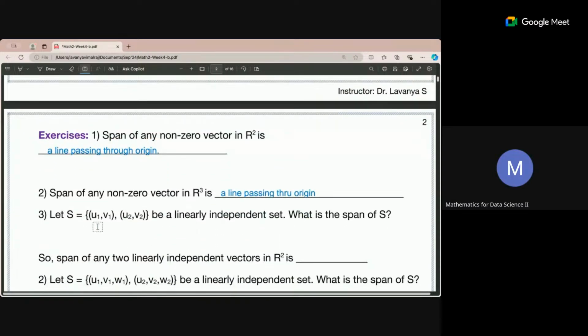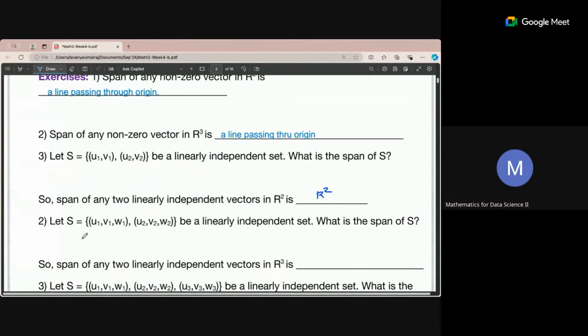If you have two vectors in R2 that are linearly independent, what is the span of S? What is the basis of that vector space? The entire R2. Yes, it is the entire R2 itself. So it is the entire space.